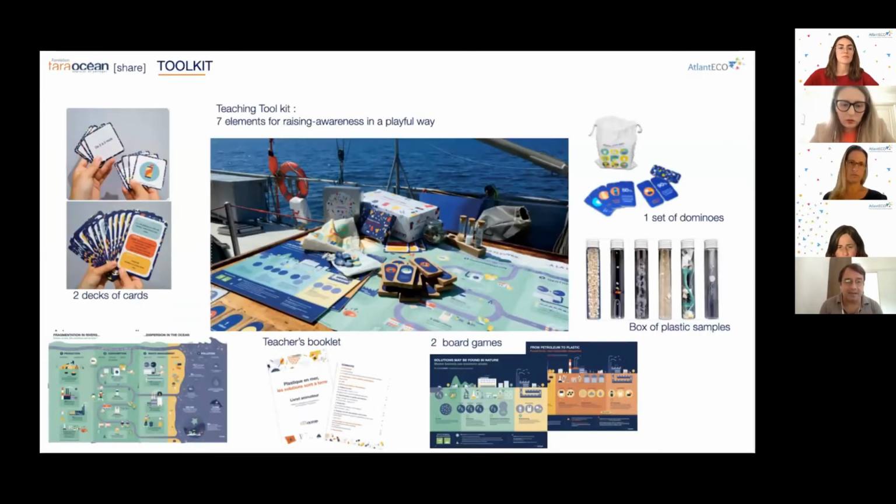Yeah, this is La Mallette. There are card games, a set of dominoes, some boxes of plastic samples, board games, and a teacher's booklet. There's a kind of guide to apply the Mallette. We'll start to test this in Belém, the Belém port call already, and with COVID restrictions, we hope to have all the schools involved in AtlantECO. Also, the Blue School program can be plugged into this material. Next slide, please. And I'm finishing.